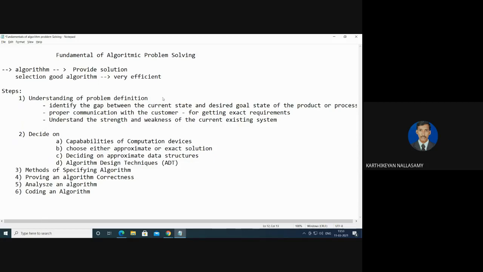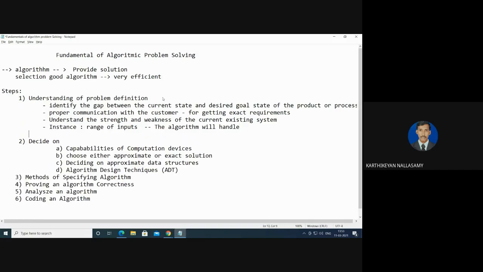Okay, so first of all we must know one important thing, that is called instance. Instance means the range of inputs, simply we call it the range of inputs in which the algorithm will work, the algorithm will handle. That is, it must be clear what types of inputs the program or algorithm we write will provide solutions for, for this problem.